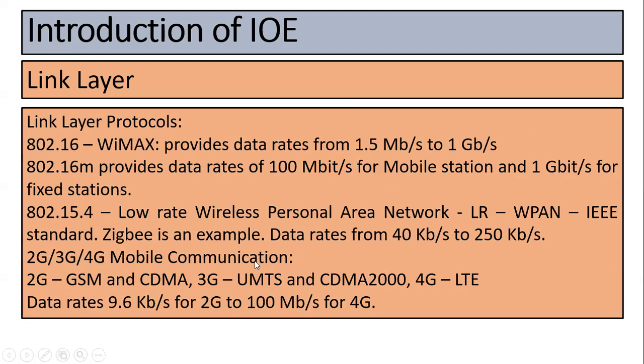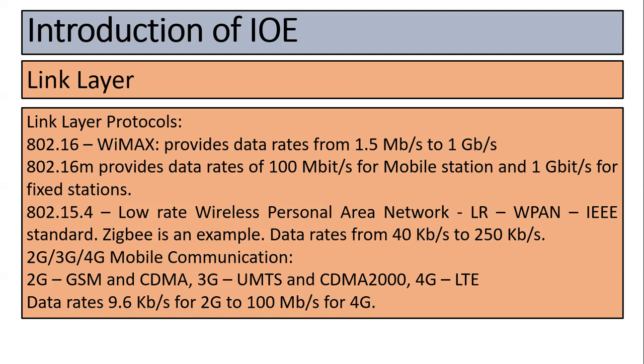Then next is WiMAX, which is used for fixed wireless communication stations, having a data rate of 1.5 megabits per second to 1 gigabit per second. And you can see that 802.16m provides data rates of 100 megabits per second for mobile stations, that is moving WiMAX devices, and 1 gigabit per second for fixed stations.